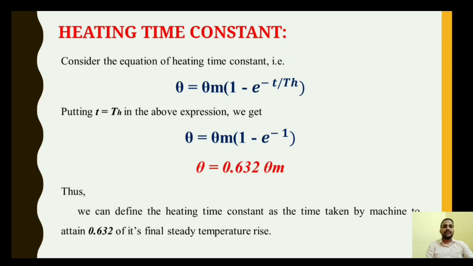So from the above relation we can define the heating time constant as the time taken by any electrical machine to attain 0.632 of its final steady temperature rise. It means whatever temperature the electrical machine is attaining should equal 0.632 times the maximum value of temperature.